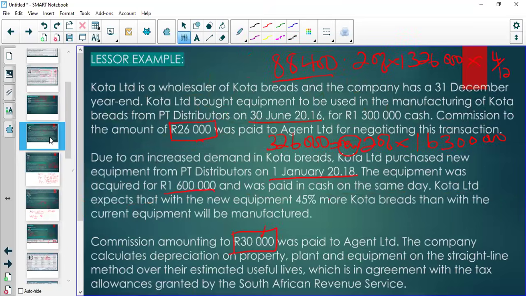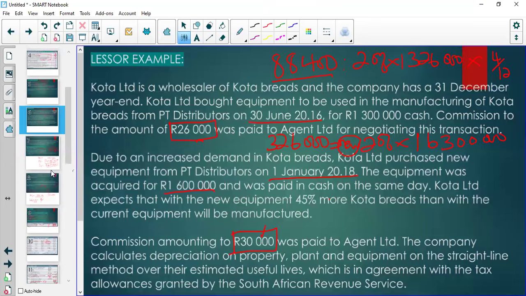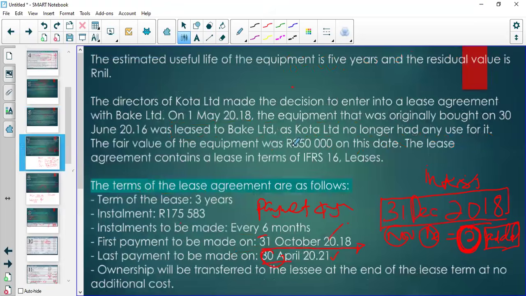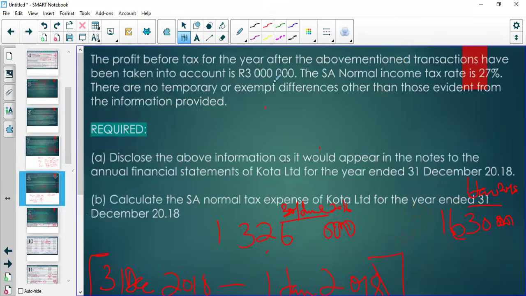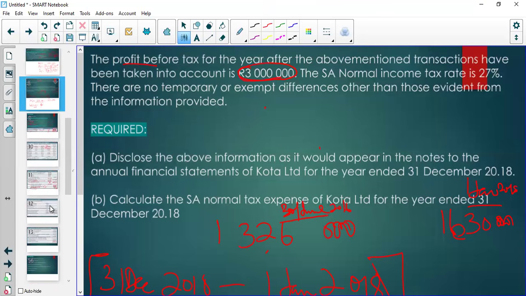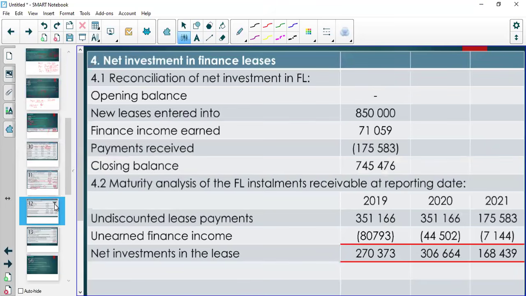So I think I've covered everything here. I'm just going to show you quickly how we do the rest of this. We are told that the profit is 3 million at the beginning, the profit before tax, everything considered. So now, this is just a disclosure of net investment in finance lease. It's not difficult. It's just a disclosure of the stuff we already have.